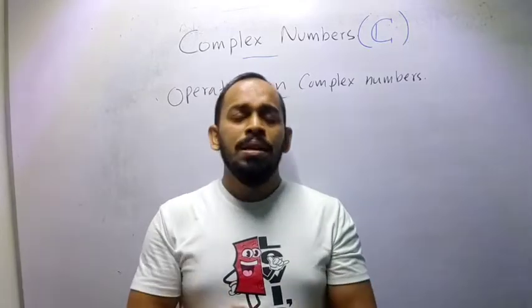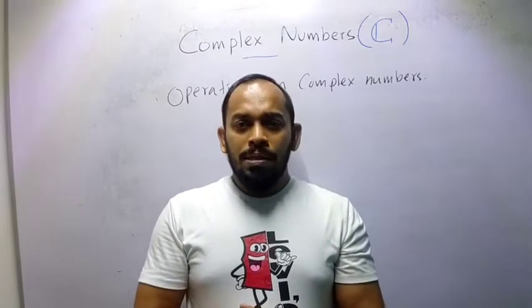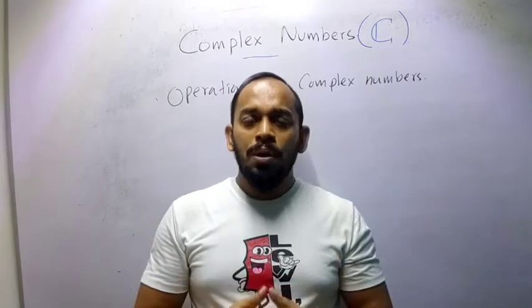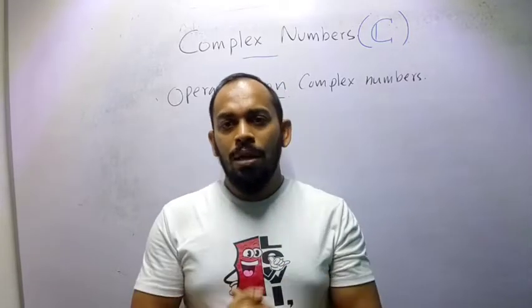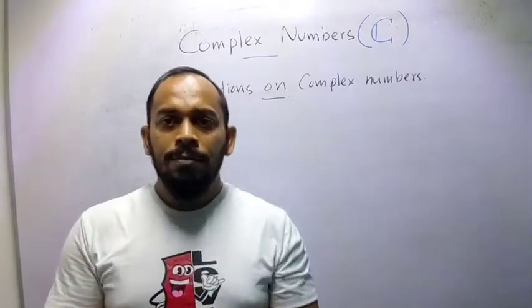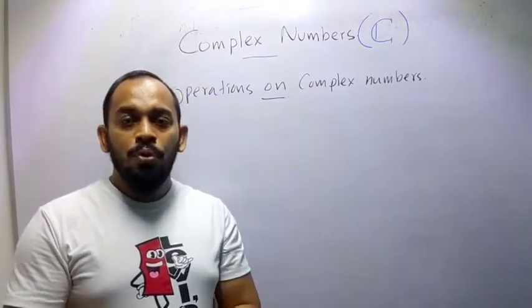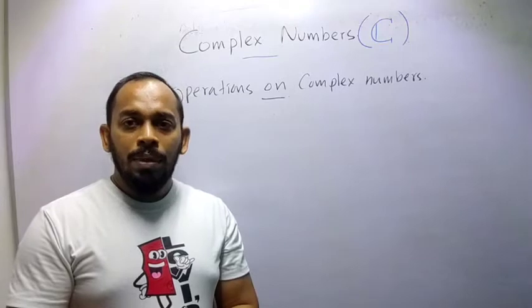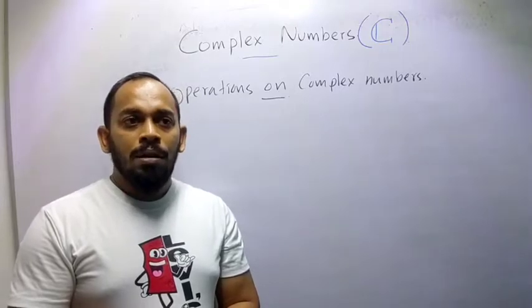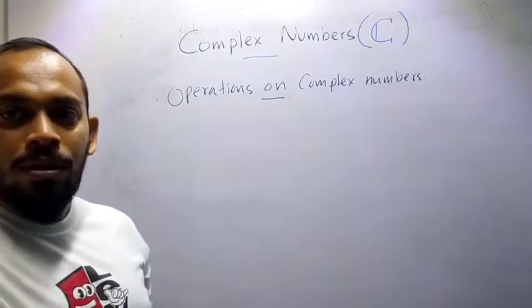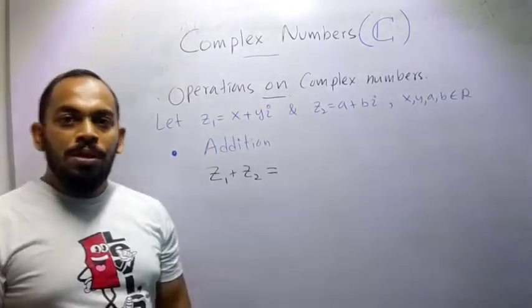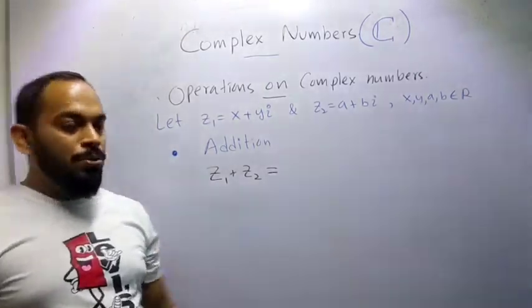Doesn't make any sense. Then what about complex numbers? Can we do similar operations on complex numbers? Yes, we can do. So let's look at that. We will do the proof here as well. Right, so first we'll start with addition, the basic operation.